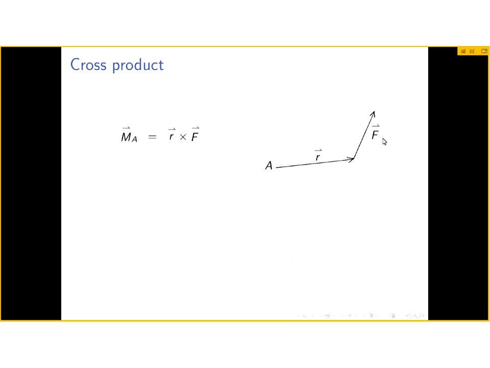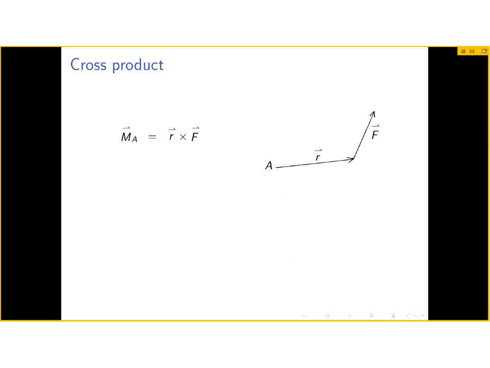Now, to calculate this moment, we can use a cross product. And to do this, we will define the position vector from the point A about which we would like to calculate this moment to the point of application of the force F. And we'll call this vector the vector R, this position vector R. Then the moment of the force about the point A is defined by this cross product, namely the cross product of the position vector R as we have just now defined it, with the force vector F.